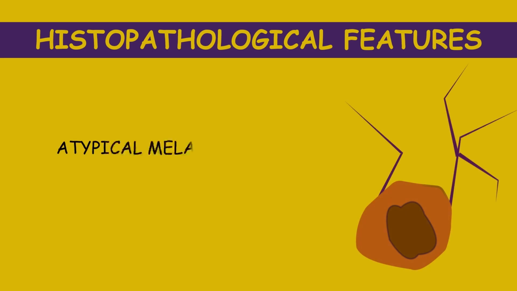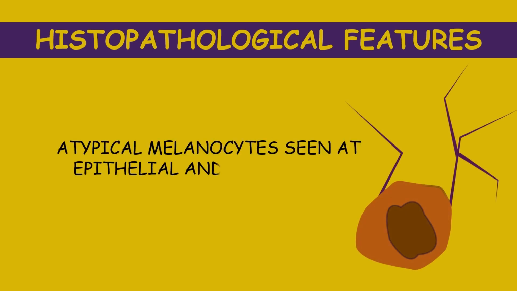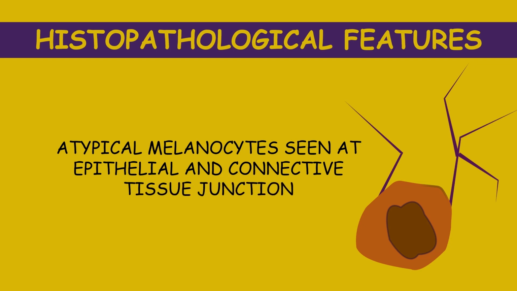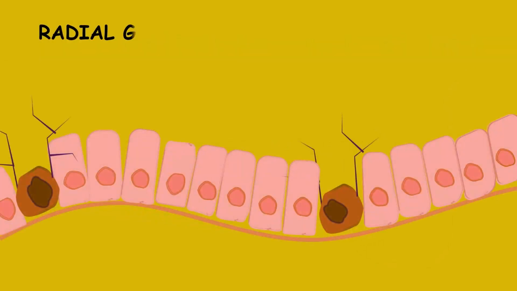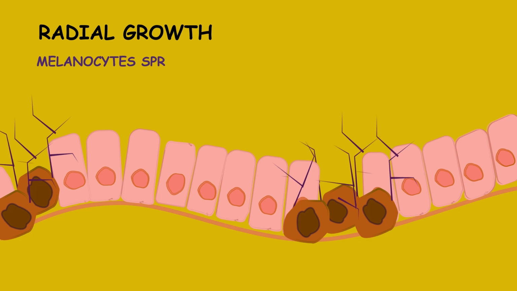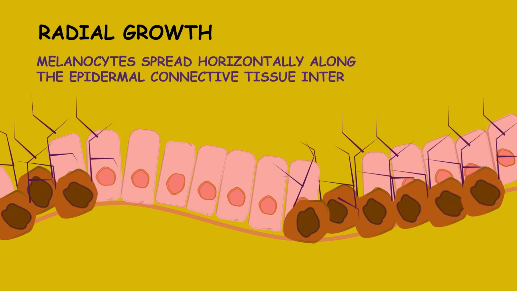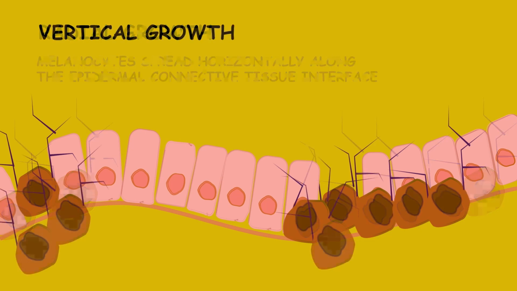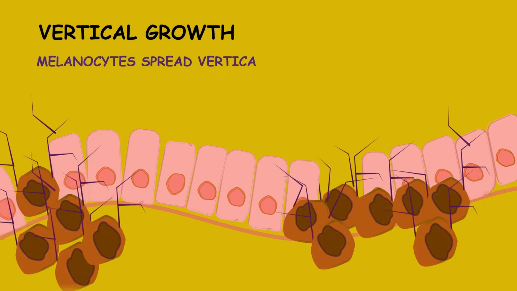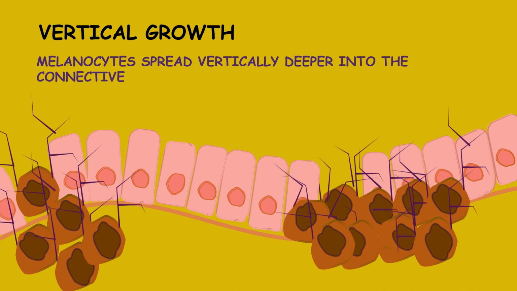Histologically, you will observe atypical melanocytes at the epithelial and connective tissue junction. These atypical melanocytes may show a radial growth, that is, melanocytes spreading horizontally along the epidermal connective tissue interface. While in the vertical growth, the melanocytes spread vertically deeper into the connective tissue.